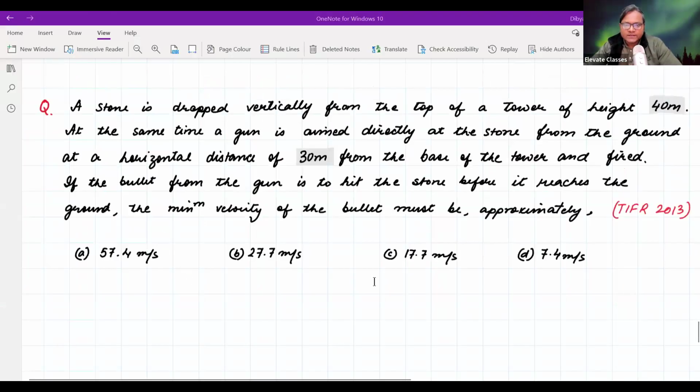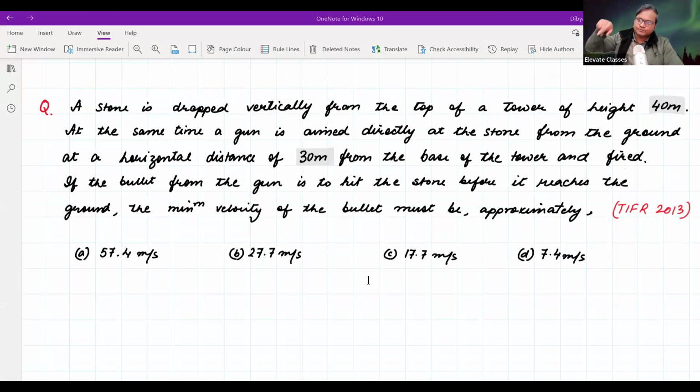Kashan, your answer is correct. Rakesh, not correct. Check again. Think about it. It's a very simple question actually. An object is falling from a particular height. A bullet is being shot at that particular object. What is the minimum velocity? Minimum velocity, not maximum. Minimum velocity that is required so that the bullet hits the stone.